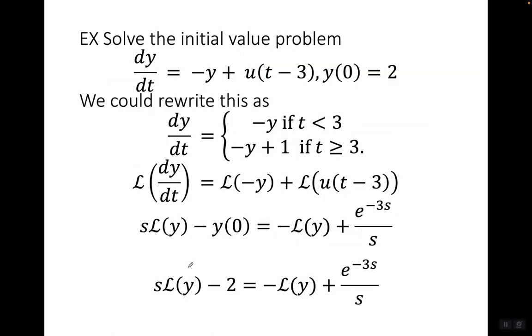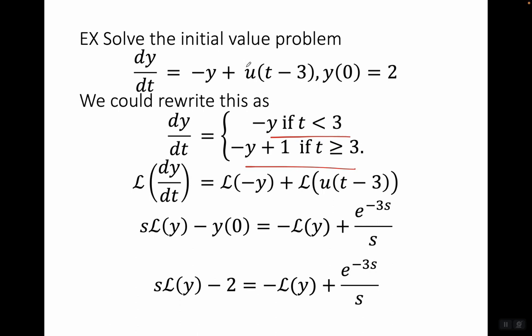Okay, let's do it. We're going to solve this initial value problem using Laplace transforms: dy/dt equals negative y plus u(t minus 3), y(0) equals 2. We can rewrite this as dy/dt equals negative y for t less than 3, and negative y plus 1 if t is greater than or equal to 3.